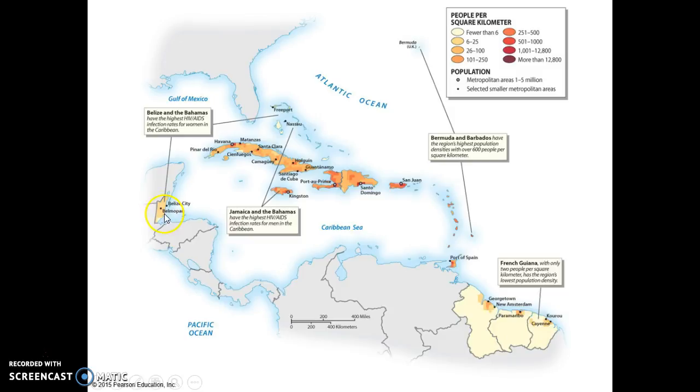And even in Belize, you find that Belize is away from that chain of volcanoes on the Pacific coast of Central America, so it doesn't have the fertile soils that other parts of Central America has. So it has the lowest density of anywhere in Central America.